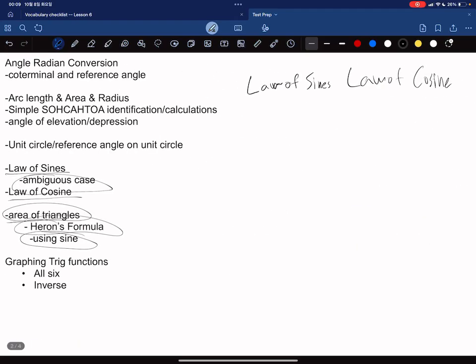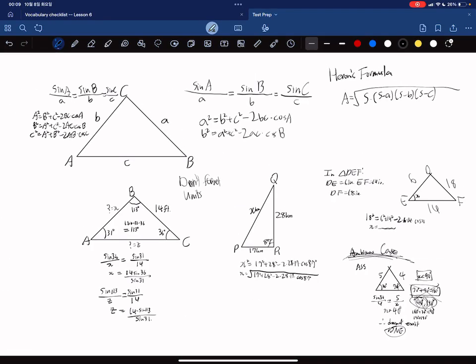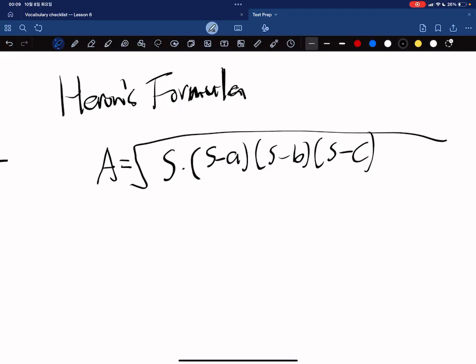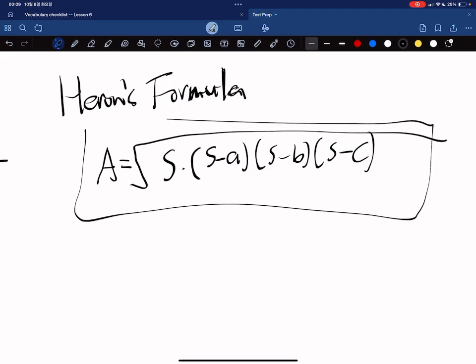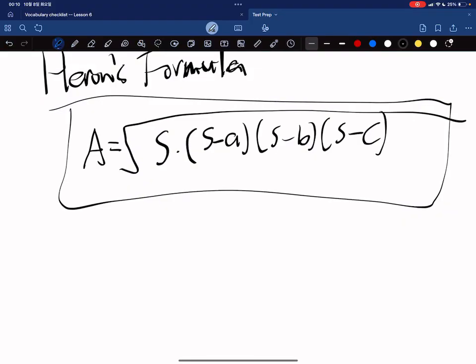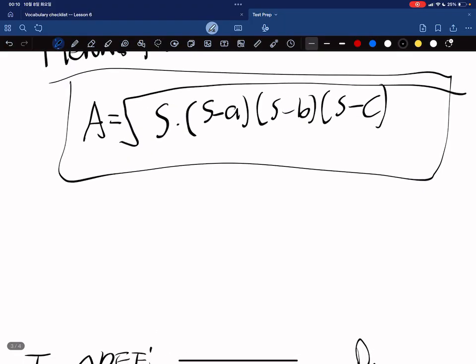Any more questions for that? Please ask. Now, for our last one, Heron's formula. This is the equation for Heron's formula. You will have to memorize this. Please just memorize this. It's very important. I will explain how this works.